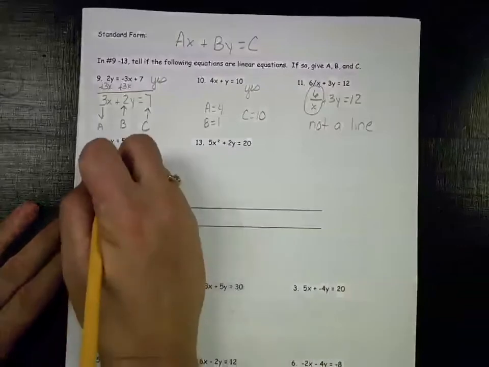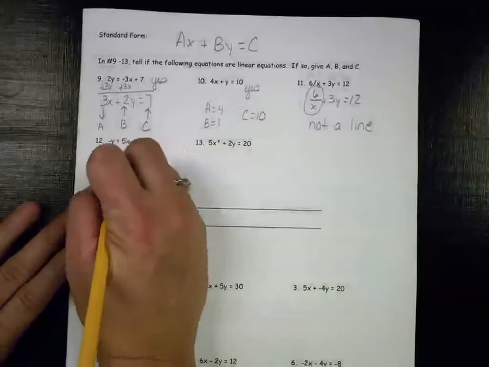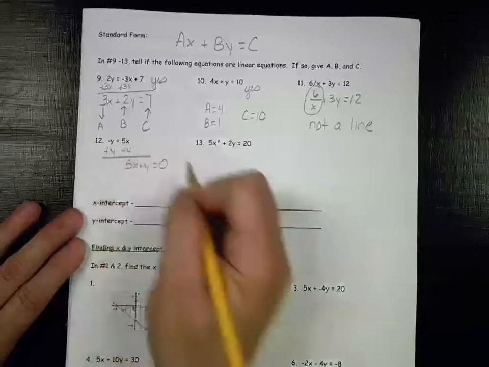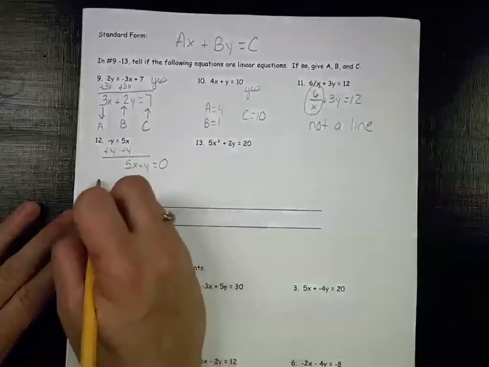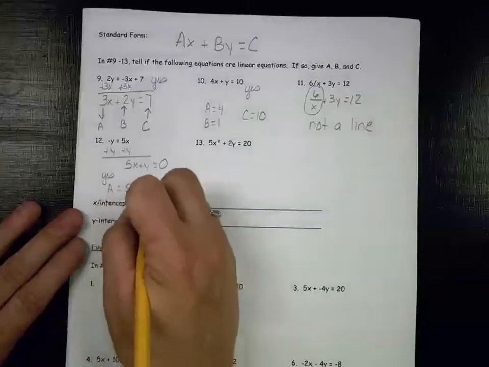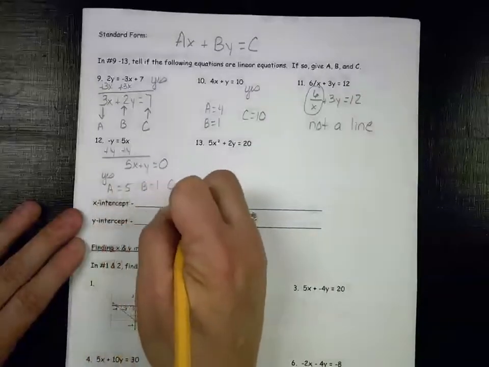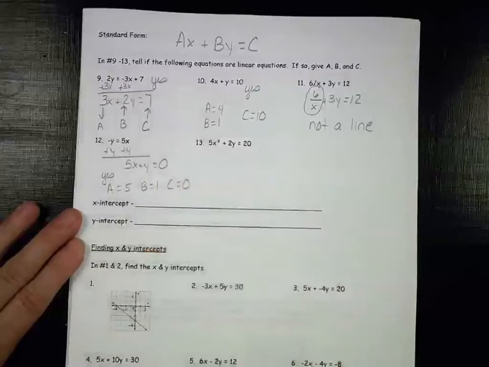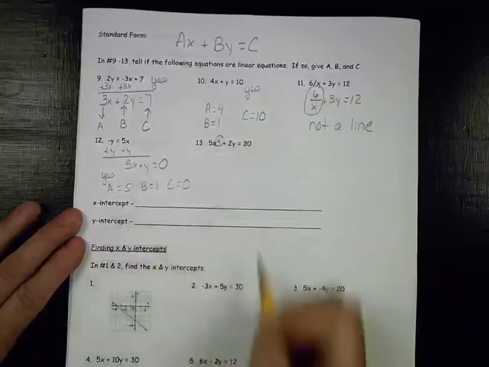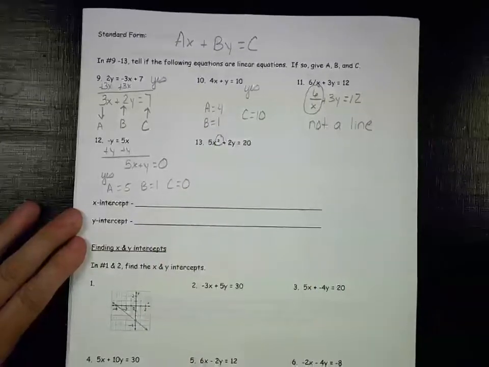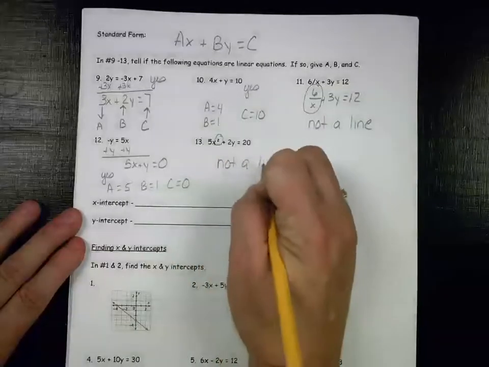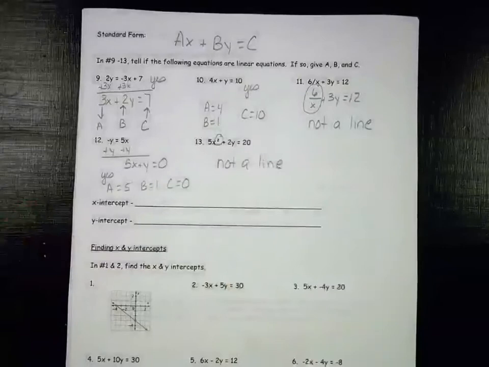And number 12, I'm going to add y to both sides. And that becomes 5x plus y equals 0. So that is a linear equation. A is 5, B is 1, and C is 0. 13, right here, is our major problem, 5x squared. That will be a parabola, so that is not a line.